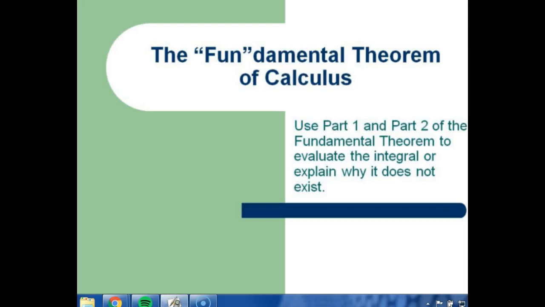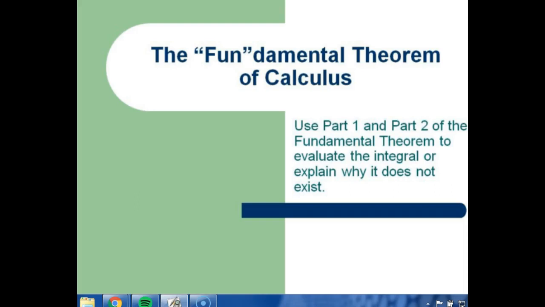We have kind of hit the point in calc where we are pretty much summarizing everything. So the fundamental theorem of calculus is the summary of derivatives and antiderivatives put together. What's crazy though is we actually always start with part 2 of the fundamental theorem instead of part 1. Whoever numbered these back in the day numbered them backwards. So we're actually going to start with the second fundamental theorem of calculus instead of the first today.